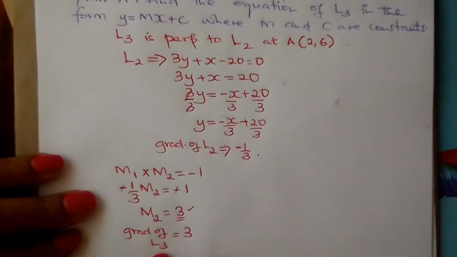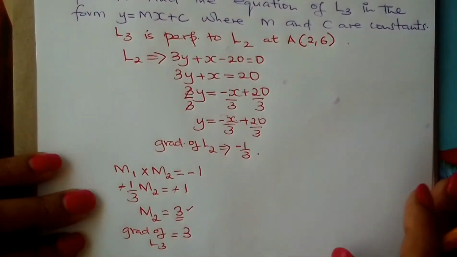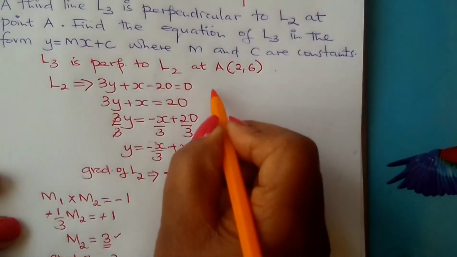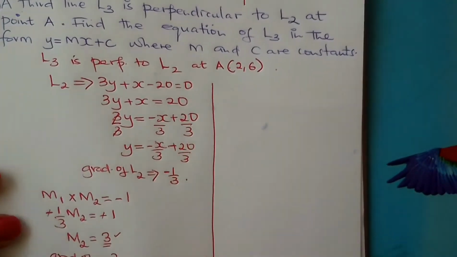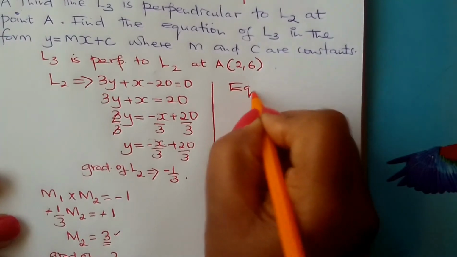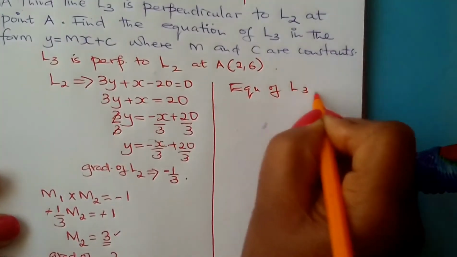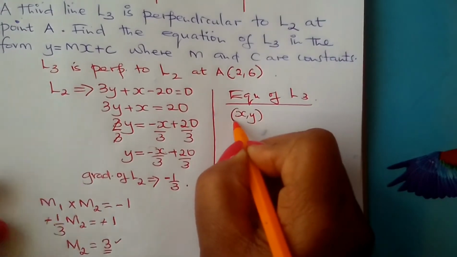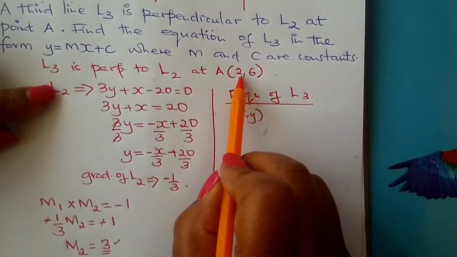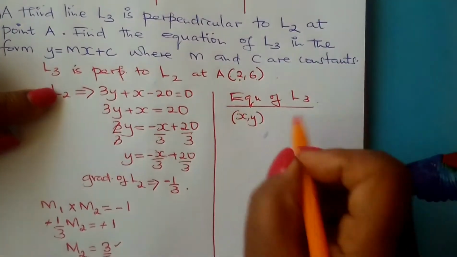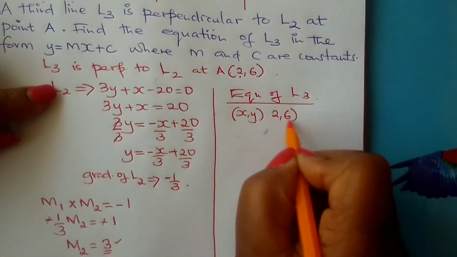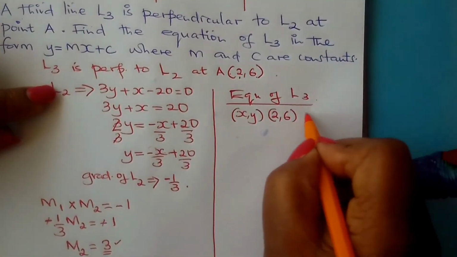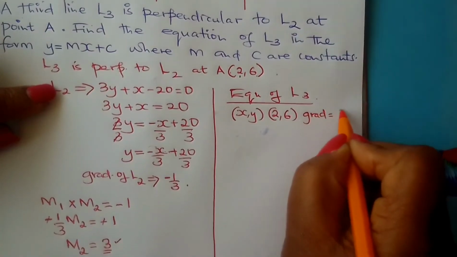L3, which is perpendicular to L2. So from there, learner, we now get the equation of L3. You pick a point (x, y), and L3 is passing through point A, which is at (2, 6). It passes through point (2, 6), and its gradient is 3.